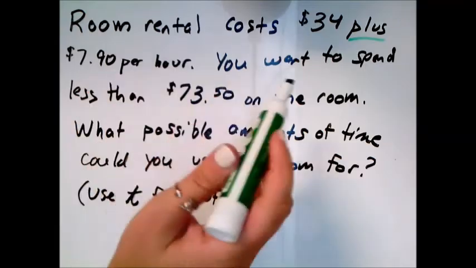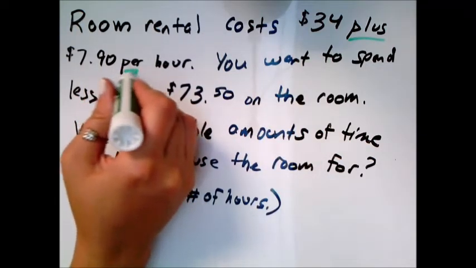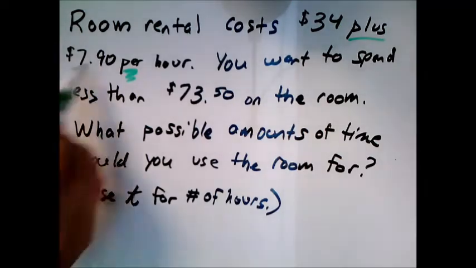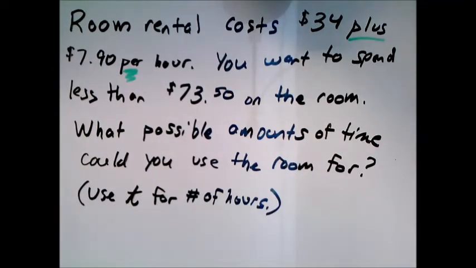Obviously that means added, so 34 plus something else. Per is a really good keyword that tells us we're multiplying something. So it's not 7.90, it's 7.90 per hour, so 7.90 times the number of hours.